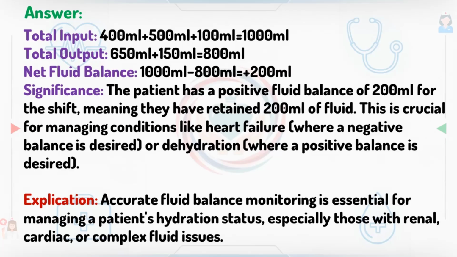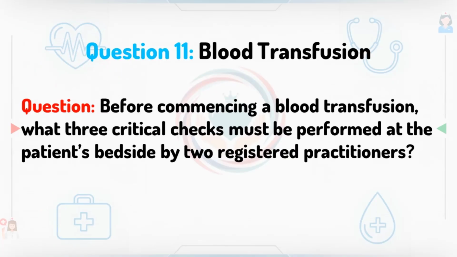Significance. The patient has a positive fluid balance of 200 milliliter for the shift, meaning they have retained 200 milliliters of fluid. This is crucial for managing conditions like heart failure, where a negative balance is desired, or dehydration, where a positive balance is desired. Explication. Accurate fluid balance monitoring is essential for managing a patient's hydration status, especially those with renal, cardiac, or complex fluid issues. Question 11. Blood transfusion.